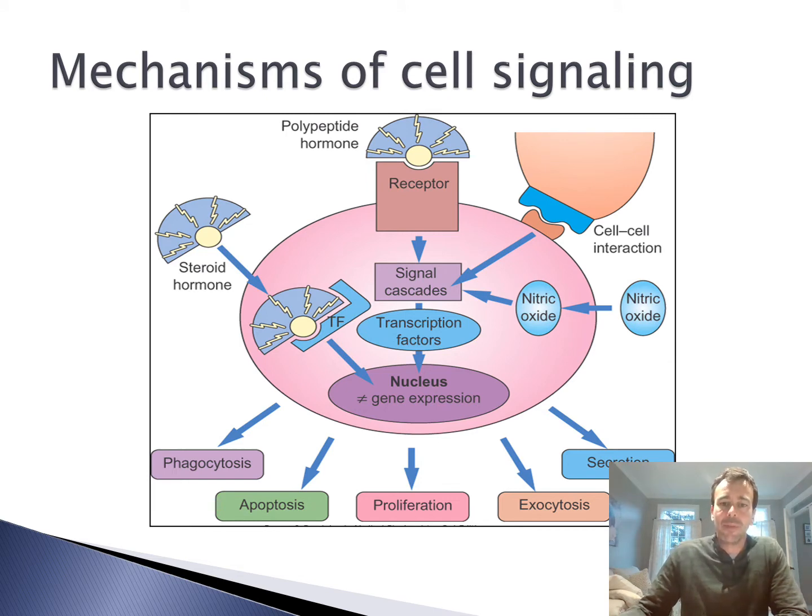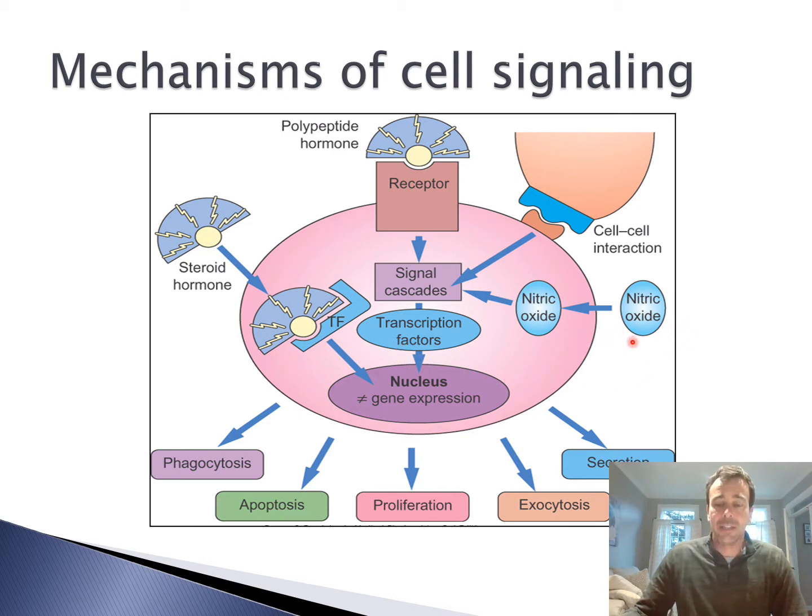Here's a diagram from your book. Essentially, you can have things like polypeptide hormones bind to receptors. Let me get my pointer up here. This can lead to signaling cascades. It can ultimately lead to transcription factors that can bind to the DNA and either stop gene expression, slow it down, or make it go faster in some cases. You can have steroid hormones that directly interact with transcription factors. We'll talk about those.